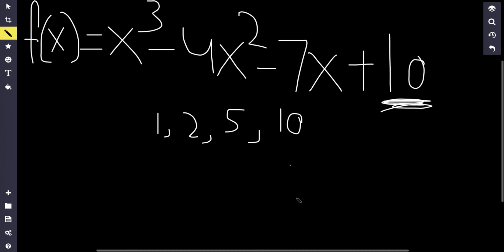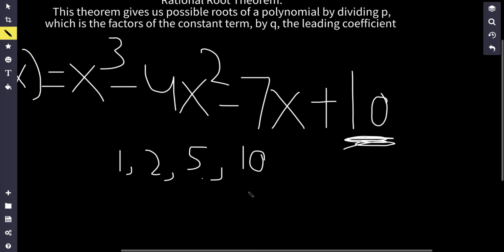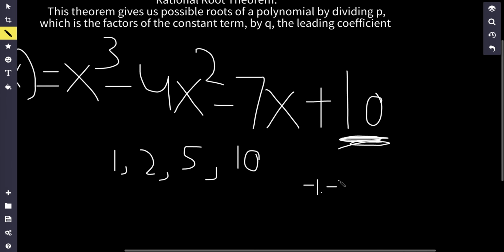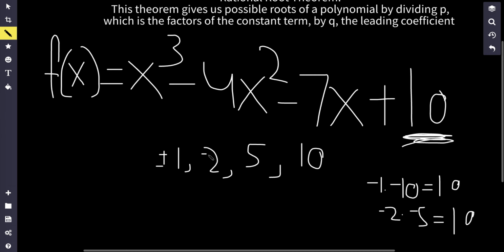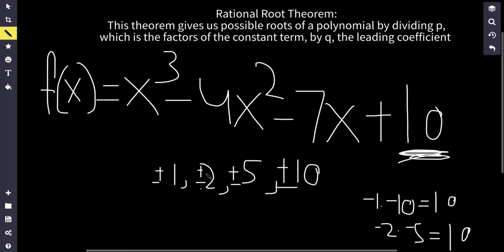But don't forget that factors can be negative as well, right? For example, negative 1 times negative 10 gives me 10, and negative 2 times negative 5 gives me 10 as well. So the factors of 10 are actually plus or minus 1, plus or minus 2, plus or minus 5, and plus or minus 10, all right? Don't forget that it can be negative as well.